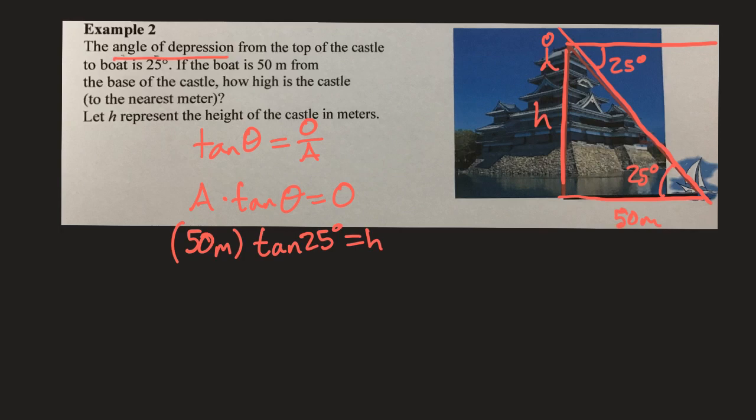When you plug into your calculator, make sure, again, you have your degree symbol in there with your 25. Otherwise, your answer will be wrong. So what we find is our height is going to come out to be 23.315 meters. So that is the final answer.